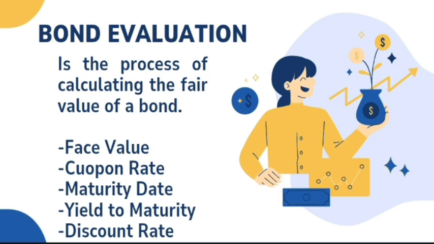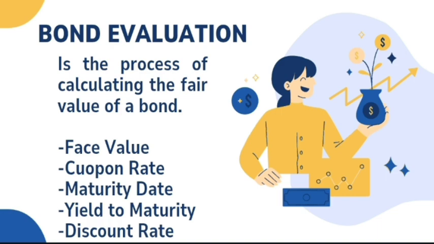The coupon rate is the interest rate paid periodically on a bond or other fixed income security, expressed as a percentage of its face value. It's the rate at which the issuer agrees to make interest payments to the bondholder, typically semi-annually or annually.